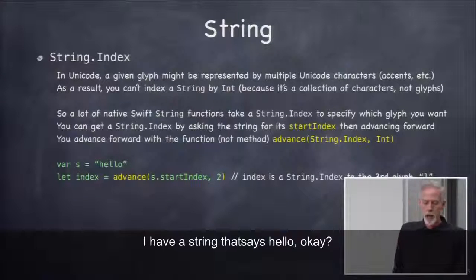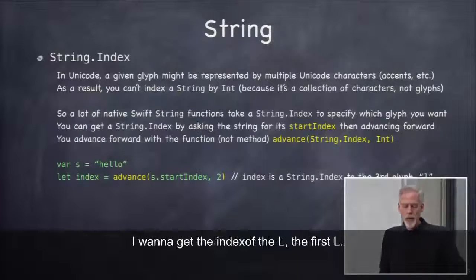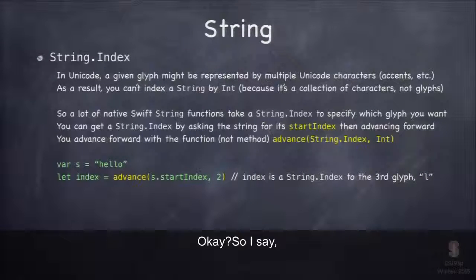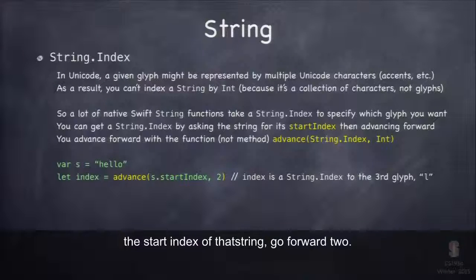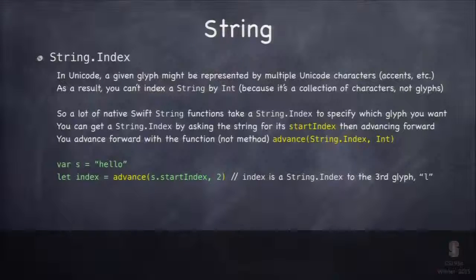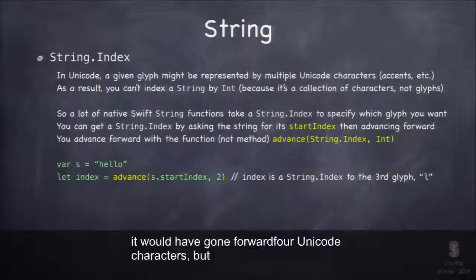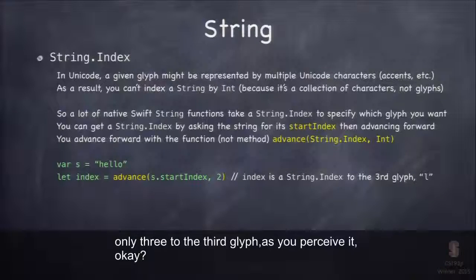So here's an example. I have a string that says hello. I want to get the index of the first L. So I say let index equal advance the start index of that string, go forward 2. Now it's pointing at the L. It went forward 1 to the E, now forward to the L. And again, if that was E accent aigu, it would have gone forward 4 Unicode characters, but only 3 to the third glyph as you perceive it.